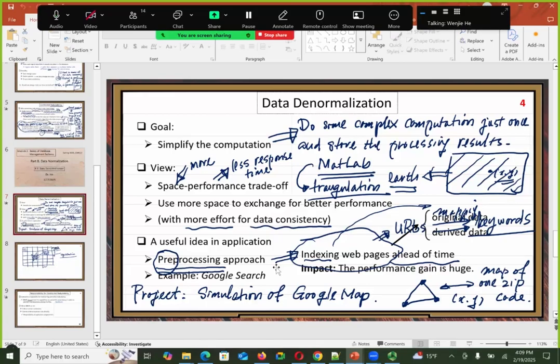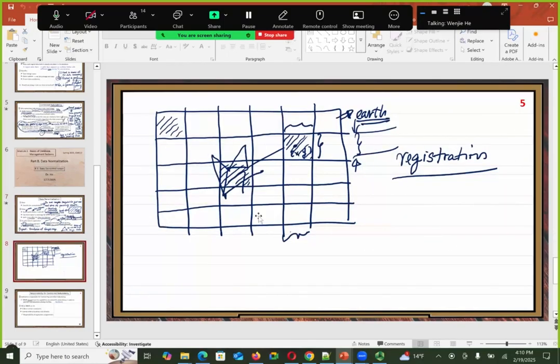The first case study is the simulation of Google Map, right? Yeah, the simulation of Google Map. It's one project I did 10-something years ago. We almost completed that story, but I want to say a little more first. All right. So I think at this point you know the basic idea, right?